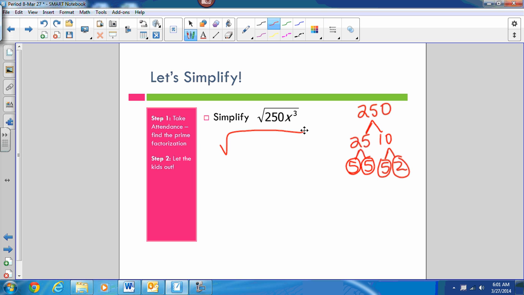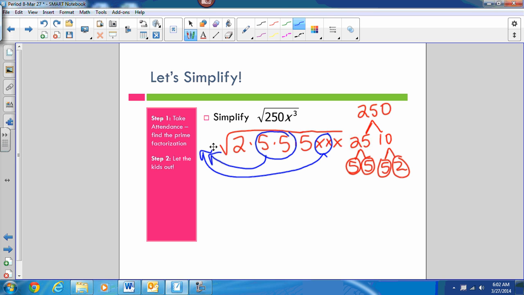So I have the square root of 2 times 5 times 5 times 5 times x to the third. Now x to the third is the same thing as saying what? That's right, x times x times x. My index here again is 2. So am I looking for pairs or triplets? I'm looking for pairs. So I've got my pair of 5s, and I also have a pair of x's. So with the variables, it doesn't work any different than it did before. You do the same thing. And I'm left with what inside the radical?